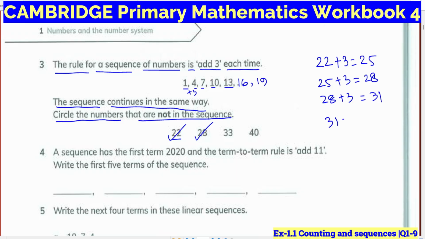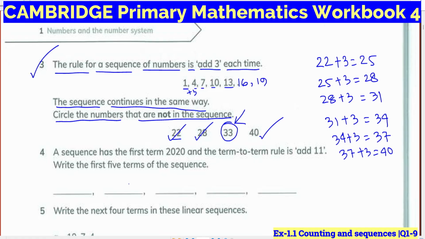But the problem is 31 plus 3 will be 34. This one is not in the right sequence, so we have to circle this one. Next 34 plus 3 is 37, and finally 37 plus 3 is 40. So this one is okay. So the sequence continues in the same way. Circle the numbers that are not in the sequence. So 33 is not in the sequence. So our question 3 is done.